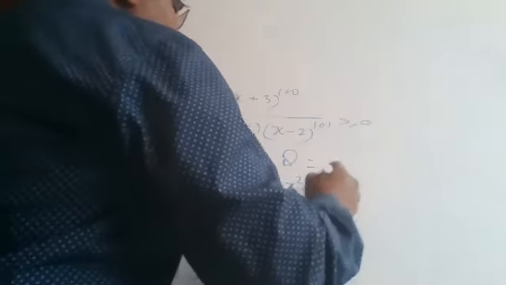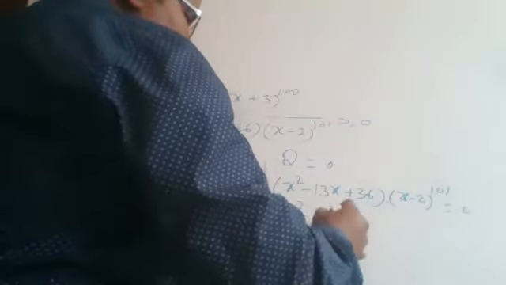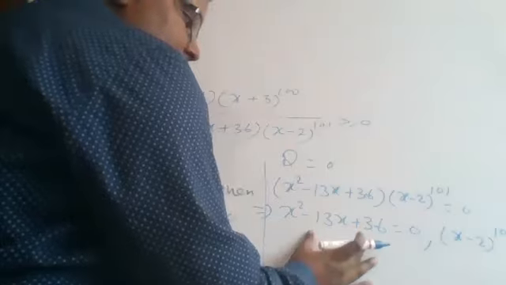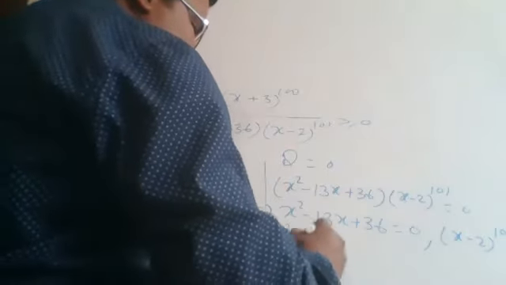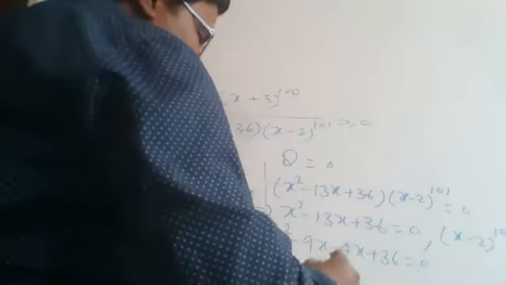We get (x square minus 13x plus 36)(x minus 2) to the power 101 is equal to 0. This one. So this implies that x square minus 13x plus 36 equals 0, first thing. And second thing is (x minus 2) to the power 101 equals 0. Now we have to factorize because this is a quadratic equation. So we get x square minus 9x minus 4x plus 36 equals 0. Now we make the factors: (x minus 9)(x minus 4) equals 0.